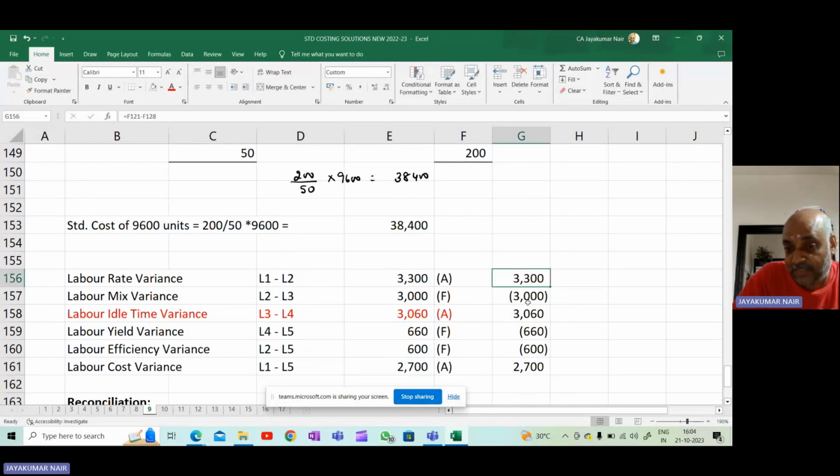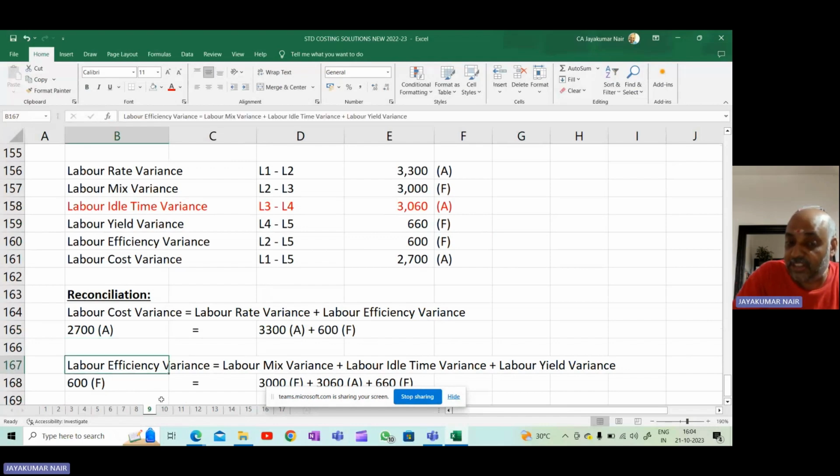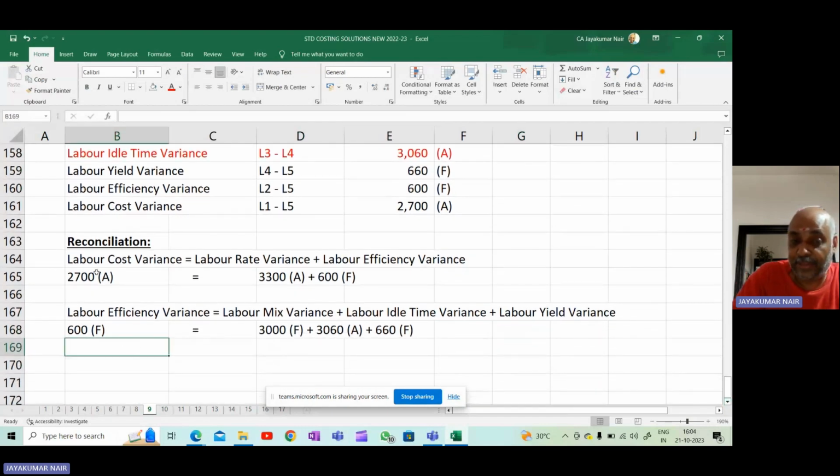So you compute it. If it is negative, write favorable. Positive, you write adverse. So we have computed all these, and then you do the reconciliation. Labor cost variance should be equal to rate variance plus efficiency variance. Labor efficiency variance is equal to mix variance plus idle time variance plus yield variance. So this is how you will reconcile.